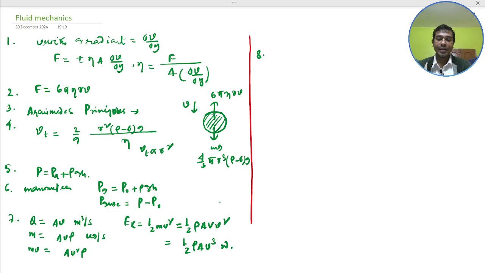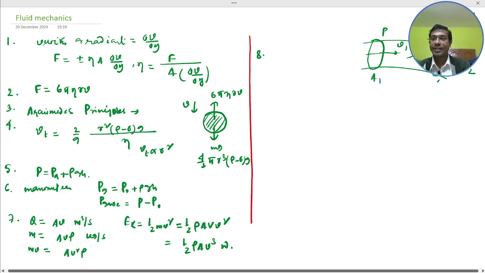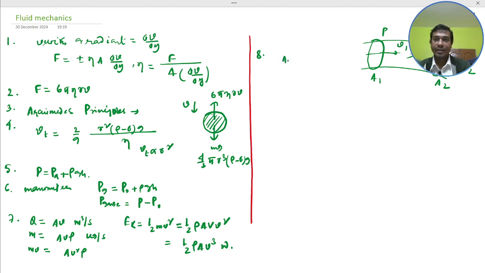Next one, the principle of continuity. Suppose this is a pipe and water flows through it. This is a circular cross section at points P and Q, with velocities V1 and V2 and surface areas A1 and A2. By the continuity equation, A1 V1 rho is equal to A2 V2 rho, that is AV is equal to constant. This is the equation of continuity.